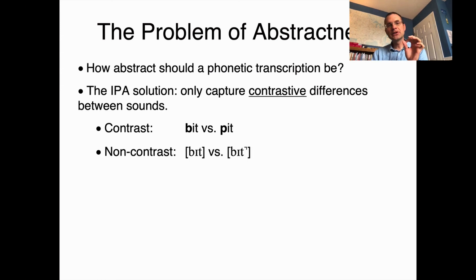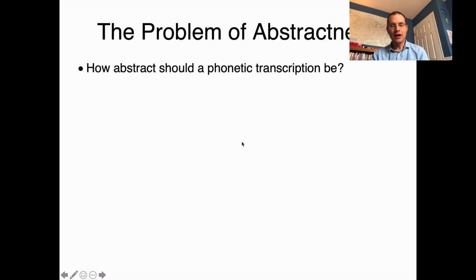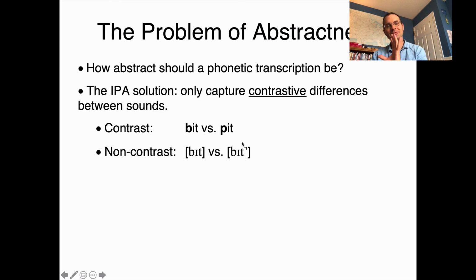So the IPA solution, which I've mentioned before, is that we're only going to capture contrastive differences between sounds. So this is principle number 2 in that list of 7 that I gave you. I gave you also examples of the minimal pairs, which exemplify this particular principle as well. So if we have bit versus pit, the B versus P show you that these are 2 different words. You can also look at a non-contrastive way of producing one of these words.